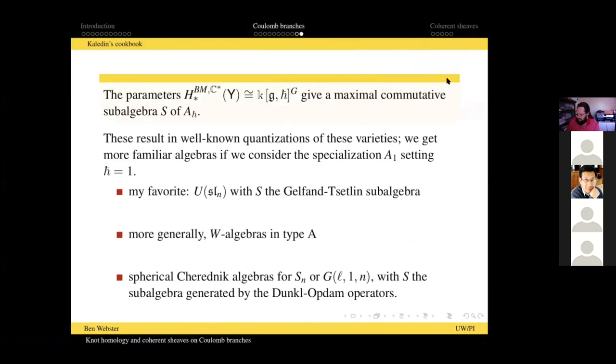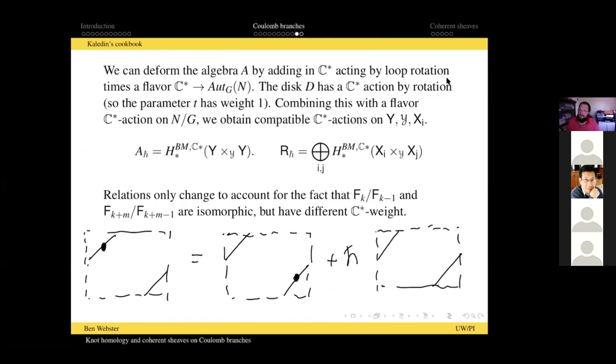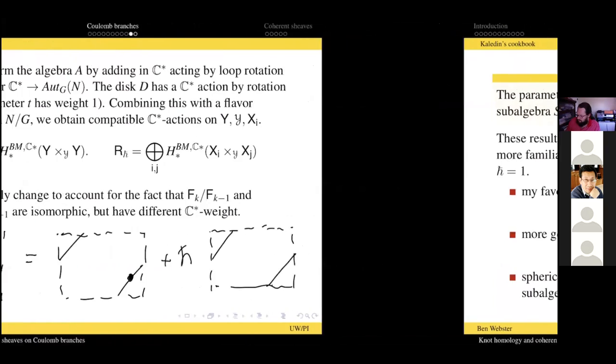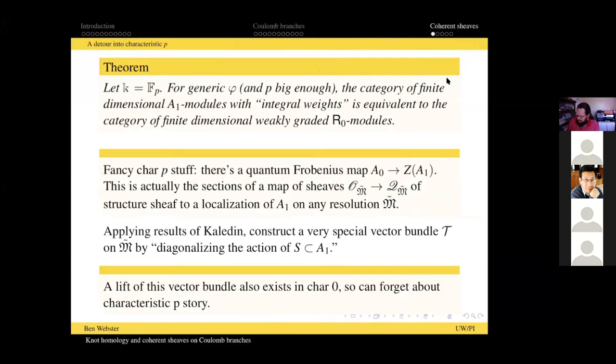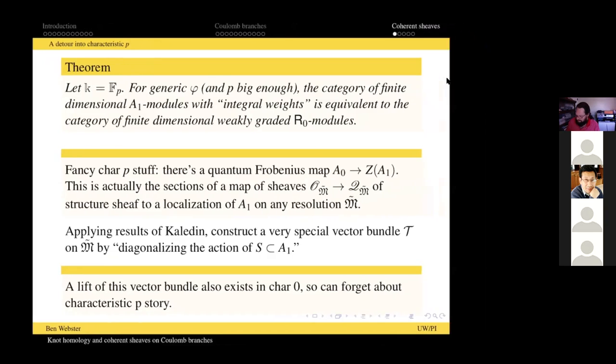I don't know how much I want to say about that. You get a quantization by just including an extra C star equivariance, the C star that acts by weight 1 on your parameter or rotates your disk. Yeah, I think I'll just skip by this stuff. So by doing this story in characteristic P, you can follow this cookbook of Kaledin, and you get a vector bundle. And somehow the way you find this is by diagonalizing a commutative subalgebra of the quantization.